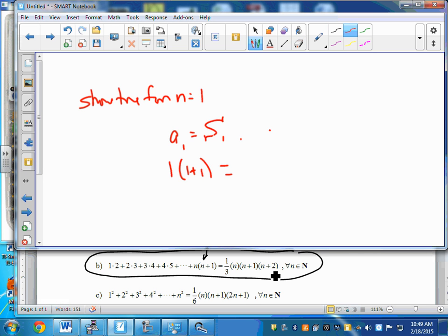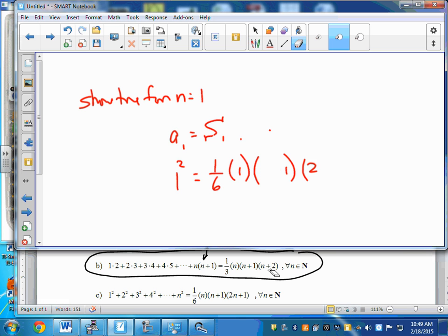So, sums of squares. A sub 1 was simply 1 squared. And the right side, we're supposed to have 1/6 times 1 times n plus 1 times 2n plus 1. Whoops, we're putting 1 in for n. 1 plus 1 times 2 times 1 plus 1. Okay, so we have to show these are the same.